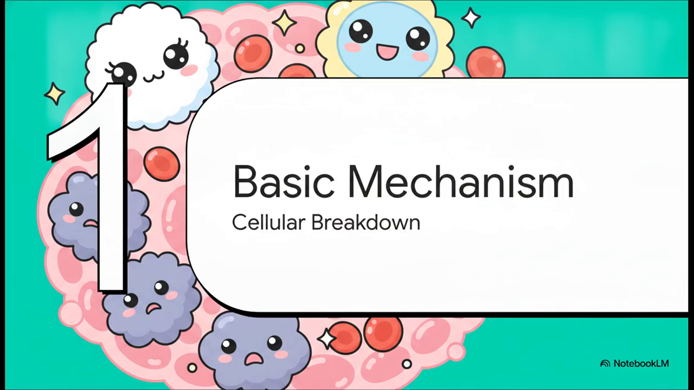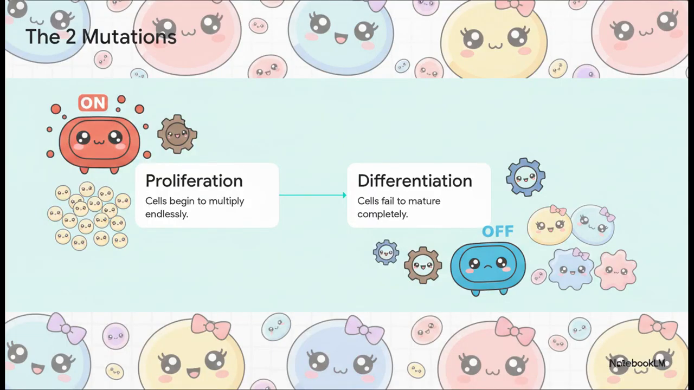All right, Section 1, the basic mechanism of AML. So, as you know, our bone marrow is constantly churning out new blood cells. But occasionally, a genetic mutation happens in an immature blood cell. Now, a single mutated gear isn't enough to cause AML on its own.